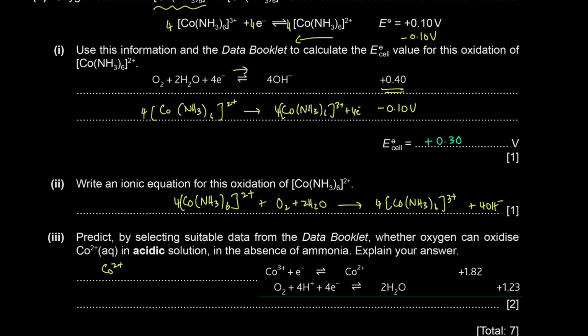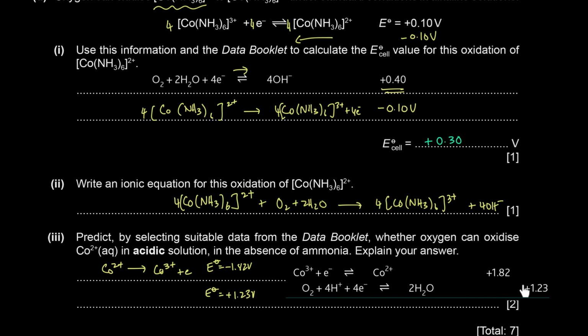So what we have is Co2+ forming Co3+ plus an electron. This has an E naught of negative 1.82. And we're using oxygen as the oxidizing agent, so it'll undergo reduction. So for oxygen, we'll have an E naught of plus 1.23. So will this reaction occur? They're saying in the absence of ammonia, so just regular aqueous cobalt, that would be negative 1.82, and for oxygen, it will be positive 1.23. So this reaction won't occur. So we would say over here, no.